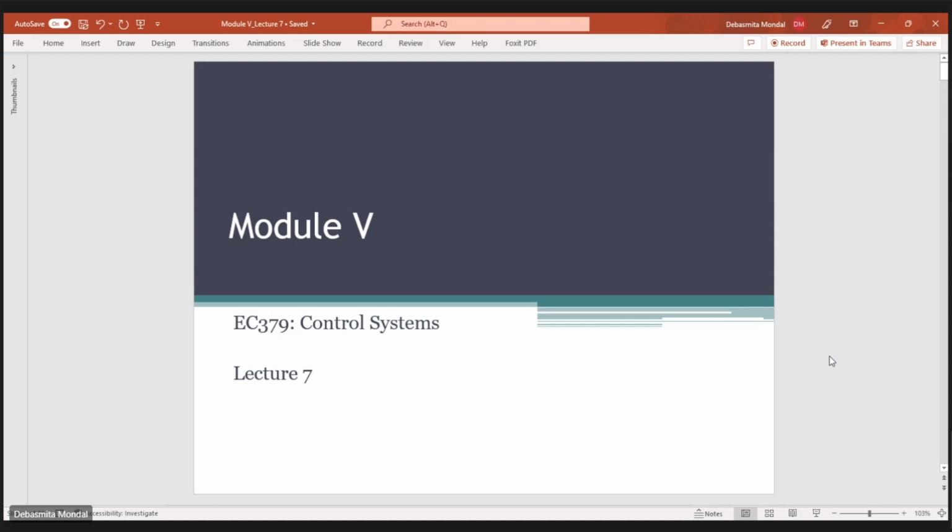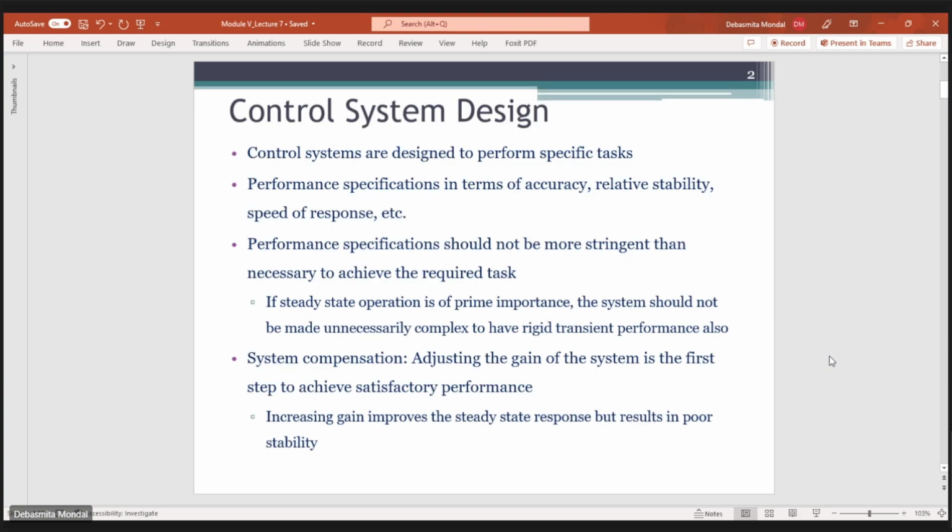So the primary purpose of a control system is that it is designed in such a way that it has to perform some specific tasks. The performance can be specified in terms of, let's say, the accuracy of the system, the relative stability of the overall closed loop system, and the speed of the response. All these are different performance specifications which need to be met in the output of a closed loop control system, right? So we have to design the control system in such a way.